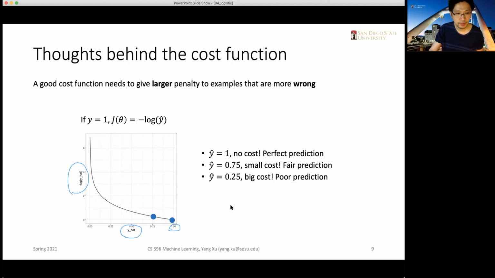Okay, so if we made a bad prediction, right? We made a prediction of 0.25, which is the wrong prediction. So we need to give a relatively big cost. And when y hat equals 0, which means we're making the totally opposite prediction, we need to push the prediction to the other side. We need to push back, right? So the cost will be infinite. Okay, so this type of cost function naturally makes sense.